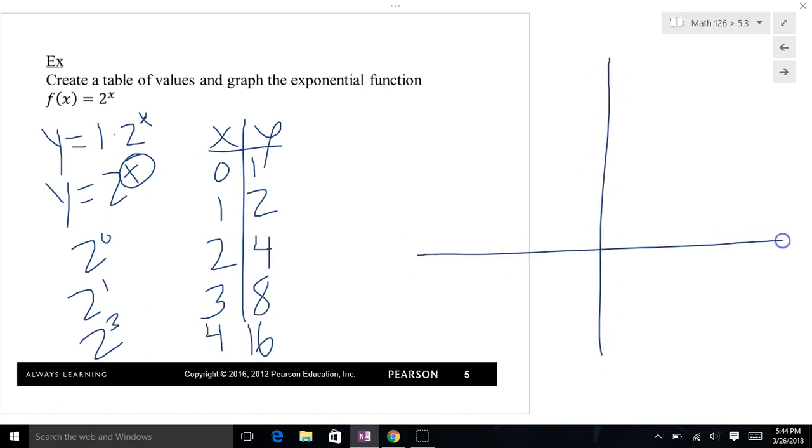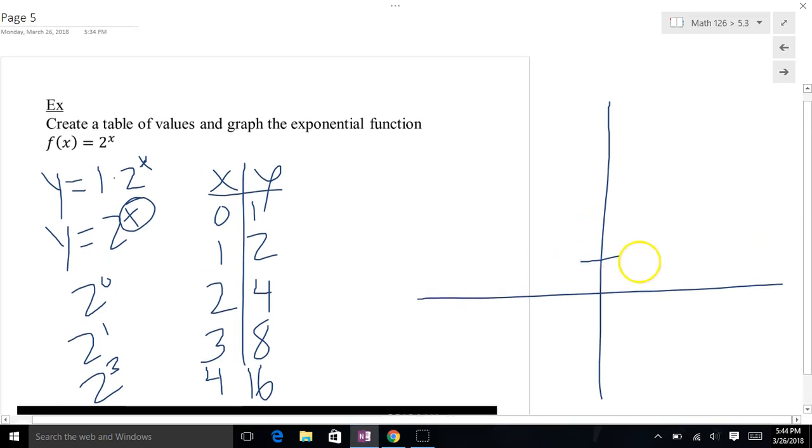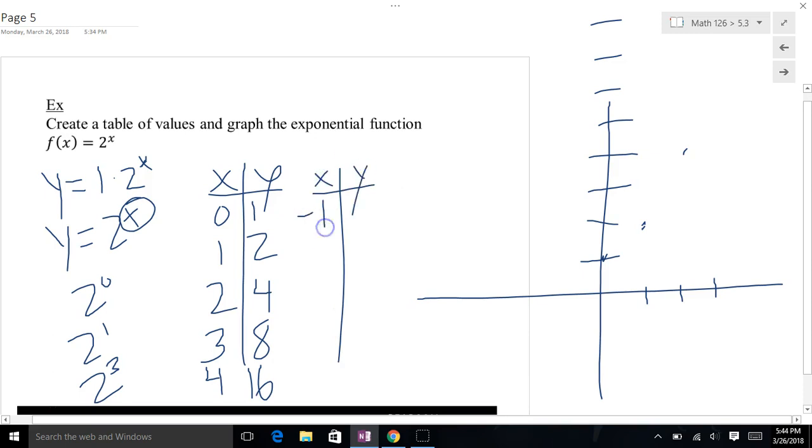We're also going to graph this. In fact, let's go ahead and graph those points. We've got (0, 1), (1, 2), (2, 4), (3, 8). It's up there. Now let's go to the left. Let's plug in negative 1, negative 2, negative 3, and so on.